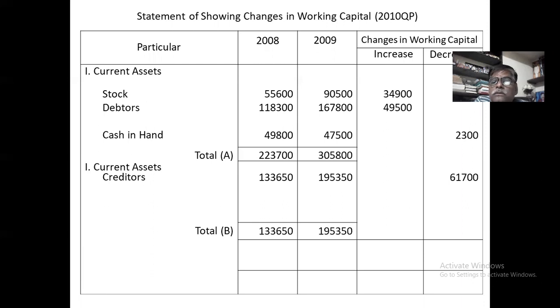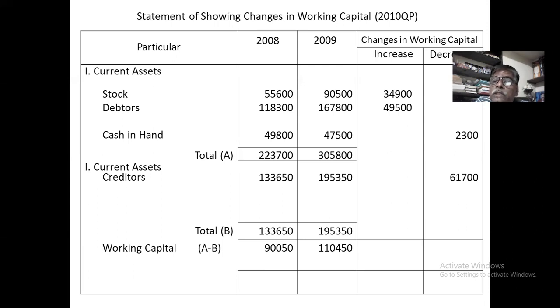Creditors. Current liability total same equal to creditor. Then working capital A minus B. First column working capital is 90,050. And second column working capital is 1,10,450. So here you see here working capital increased 90,000 to 1,10,000 something. So increase in working capital is there.